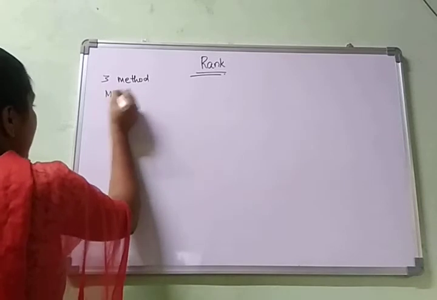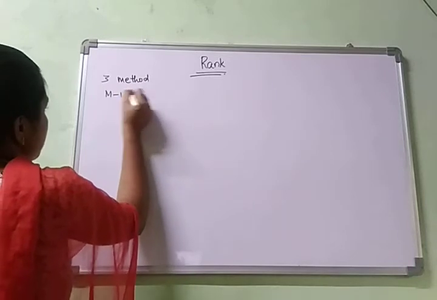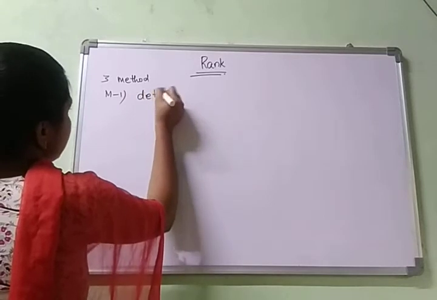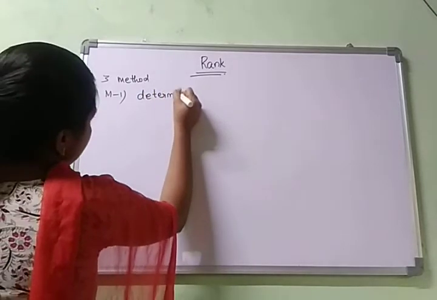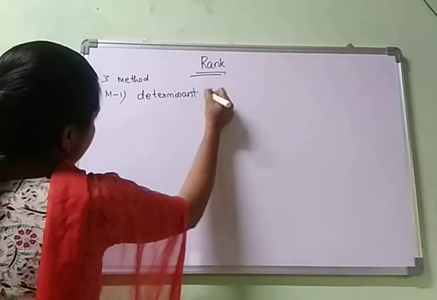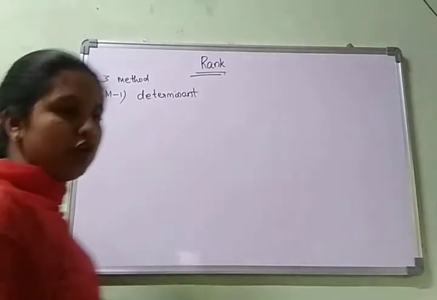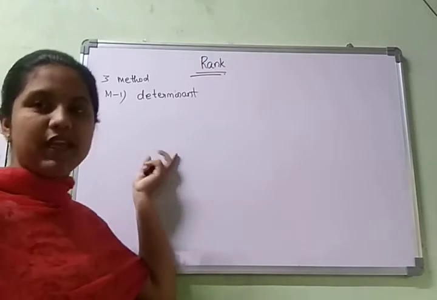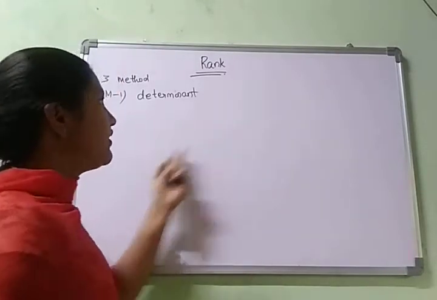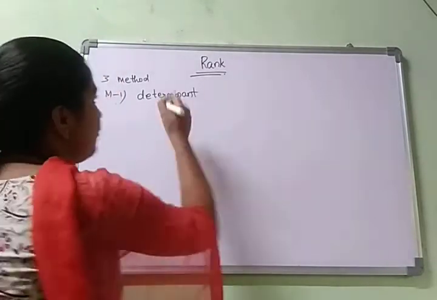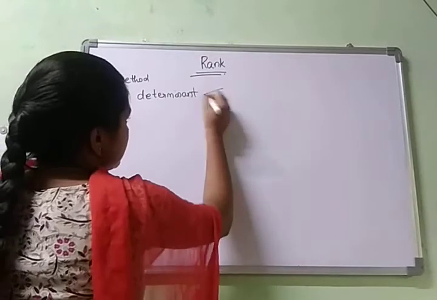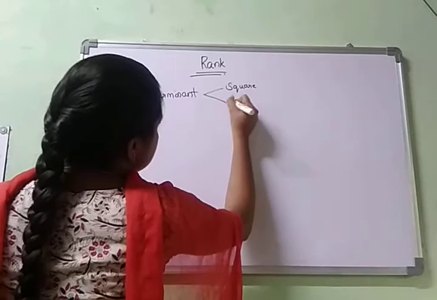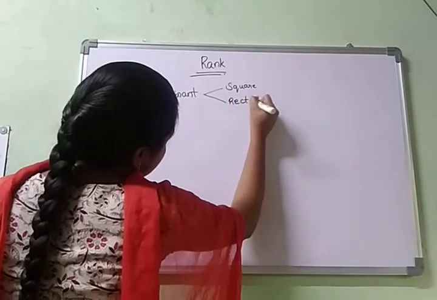Method 1 is the determinant method. You know how to find a determinant, right? So method 1 is the determinant, which will be easy for us. The determinant can be found in 2 cases, that is, for a square matrix as well as a rectangular matrix.